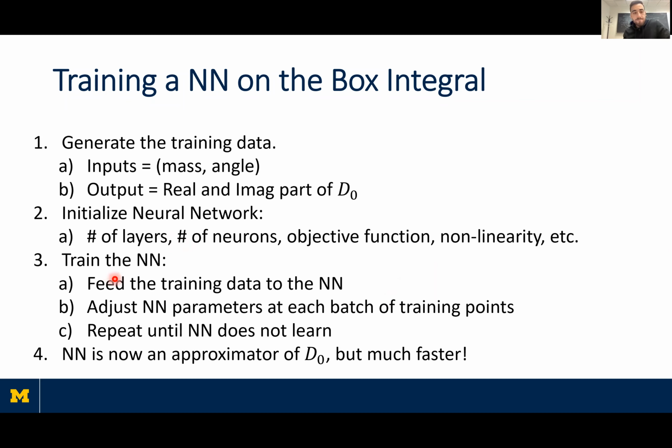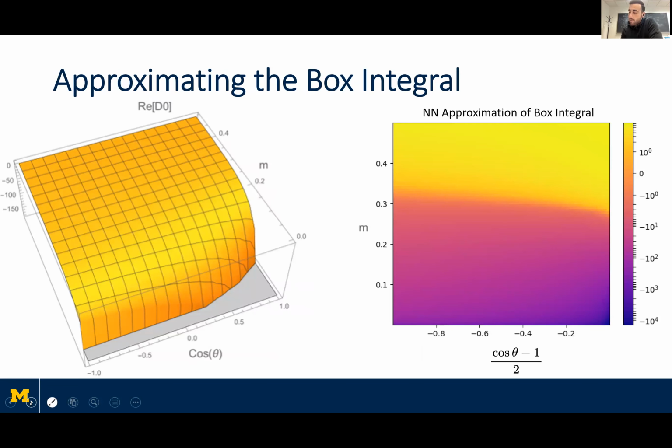Then in step 3, you're going to train the network. And how this happens is that you feed the training data to the neural network, and then you adjust your neural network parameters at each batch of training points. And then you just keep doing it. You keep feeding data, adjusting parameters, until the neural network stops learning. And then once you're done with the learning process, your neural network is now an approximator of D0, but it's much faster at evaluation. So let's look at some of the results for this approximation.